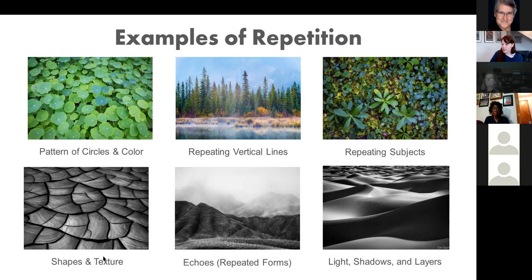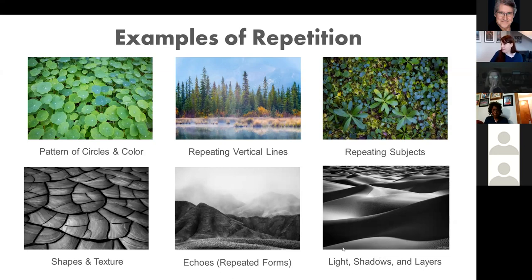The shapes and textures in this example, where you have the textures on the tiles, and then the general shape of the tiles repeats throughout the frame. So those are some examples of shapes and textures repeating. Here we have echoes, where this general form is repeated on the right and then repeated on the left. So echoing. And then light, shadows, and layers.